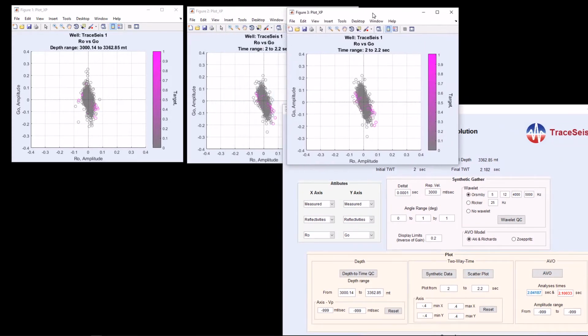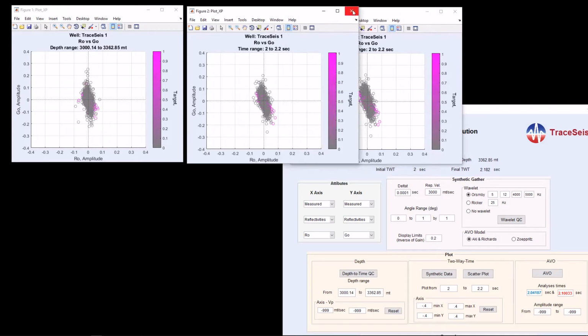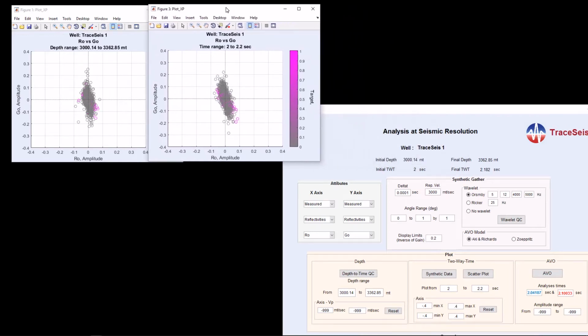So here we verify that these are the same, no wavelet and going to Nyquist, and that both cross plots resemble each other in depth and in time. We're now going to start decreasing the frequencies, just like we did in the analysis of the log plots. Let's do 1000 Hz to 2000 Hz, and do the scatter plot again.